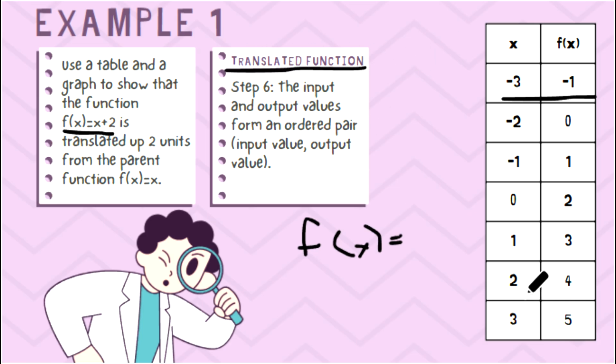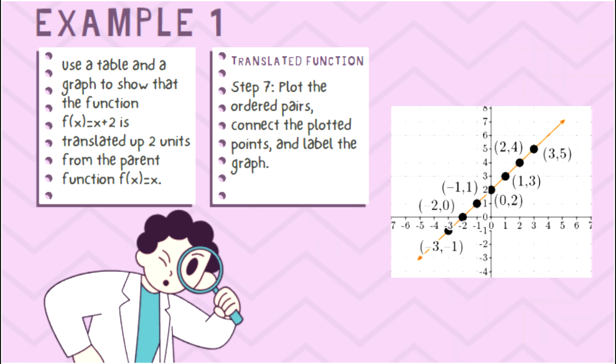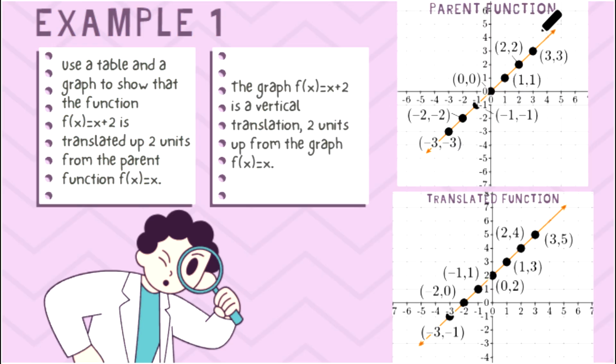Okay, so let's do number 2. Okay, so x equals 2, and the rest of the problem is plus 2. So that's going to give us 4, and you can see that's the point they have right there. That's how you get all those points for this table. Okay, and then you would graph it just as you did before. And then we're going to compare the two graphs. This is the parent function. This is the original, just f(x) is equal to x.